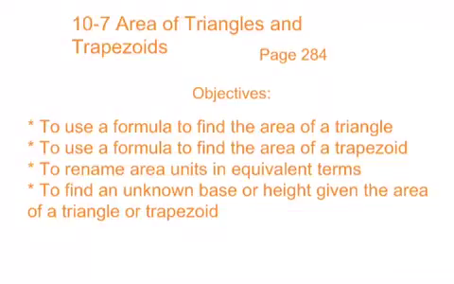Hello everyone, today we're on 10-7, area of triangles and trapezoids, on page 284 in the green book. We have 4 objectives here. We're going to use the formula to find the area of the triangle, use a formula to find the area of the trapezoid. We're going to rename area units in equivalent terms, and then find an unknown base or height given the area of a triangle or trapezoid.